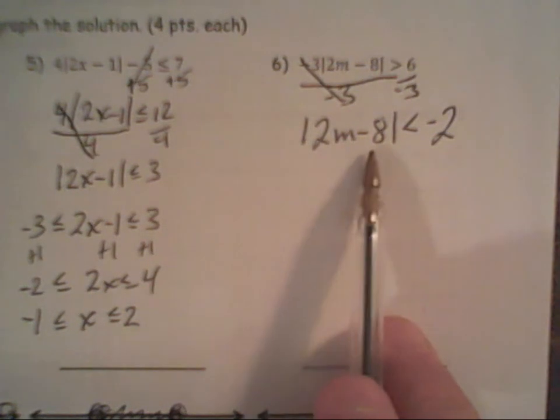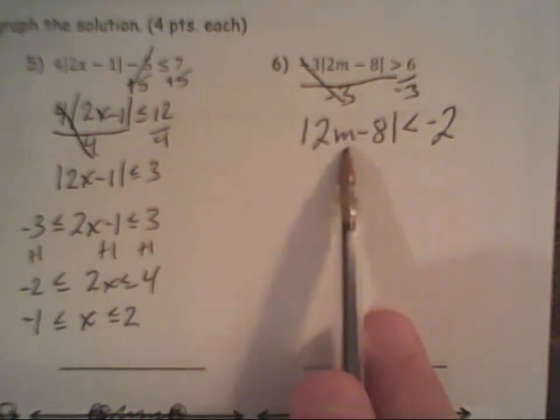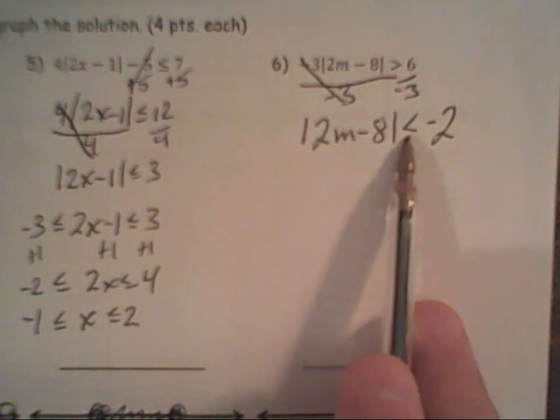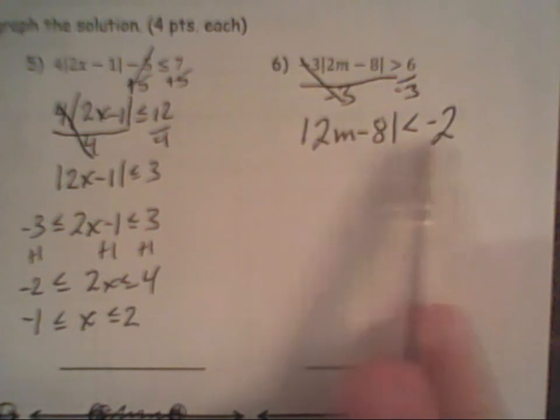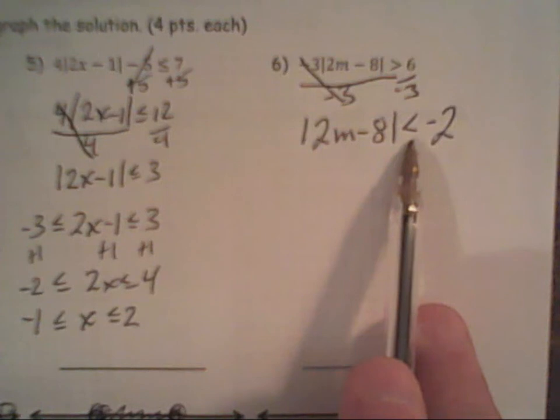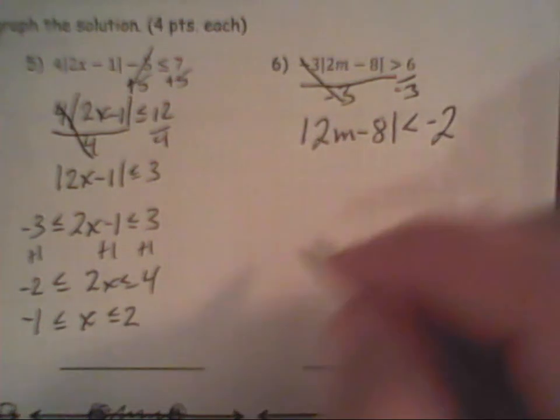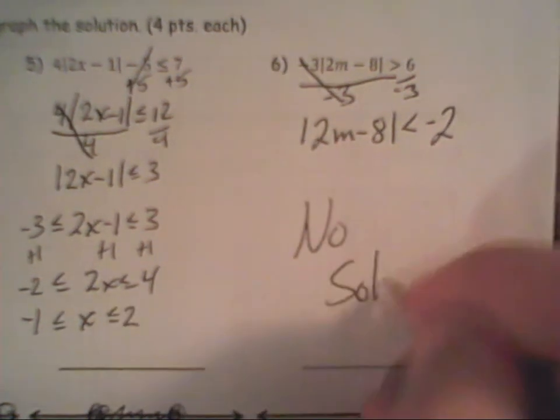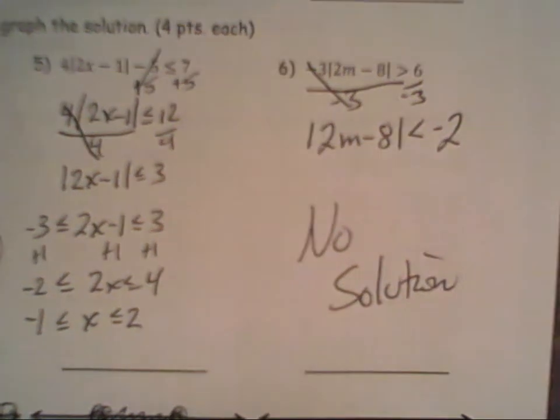So if we think about this, we're looking for a distance, an absolute value that is less than -2. Well, we know that every absolute value ends up being a positive number, and there isn't a positive number that is less than -2. So number 6 is simply no solution.